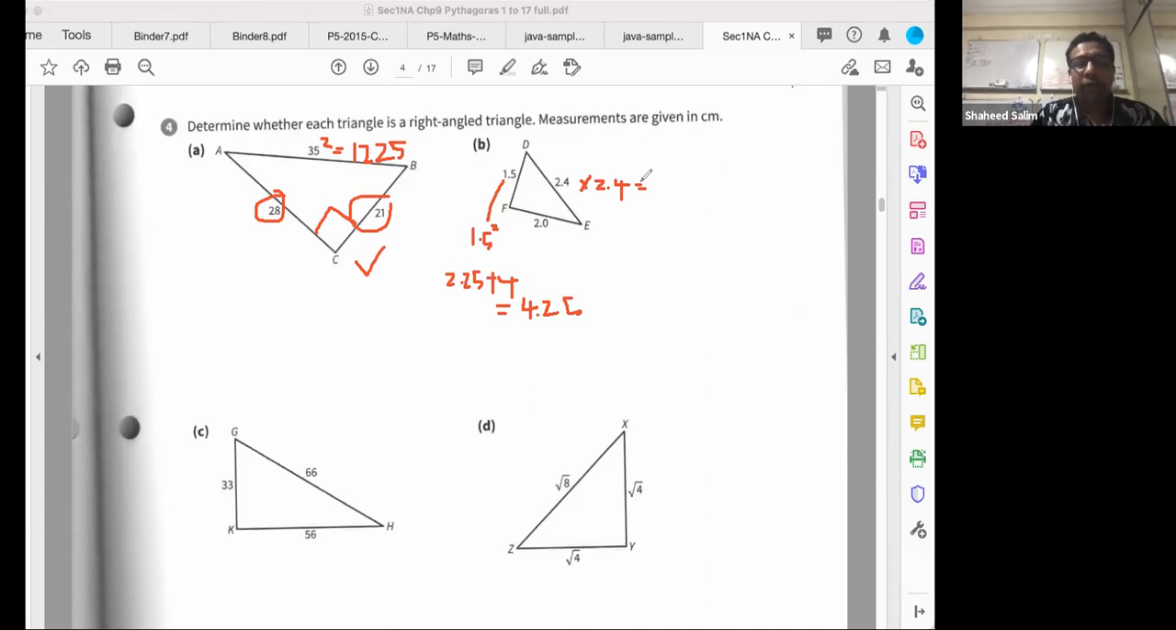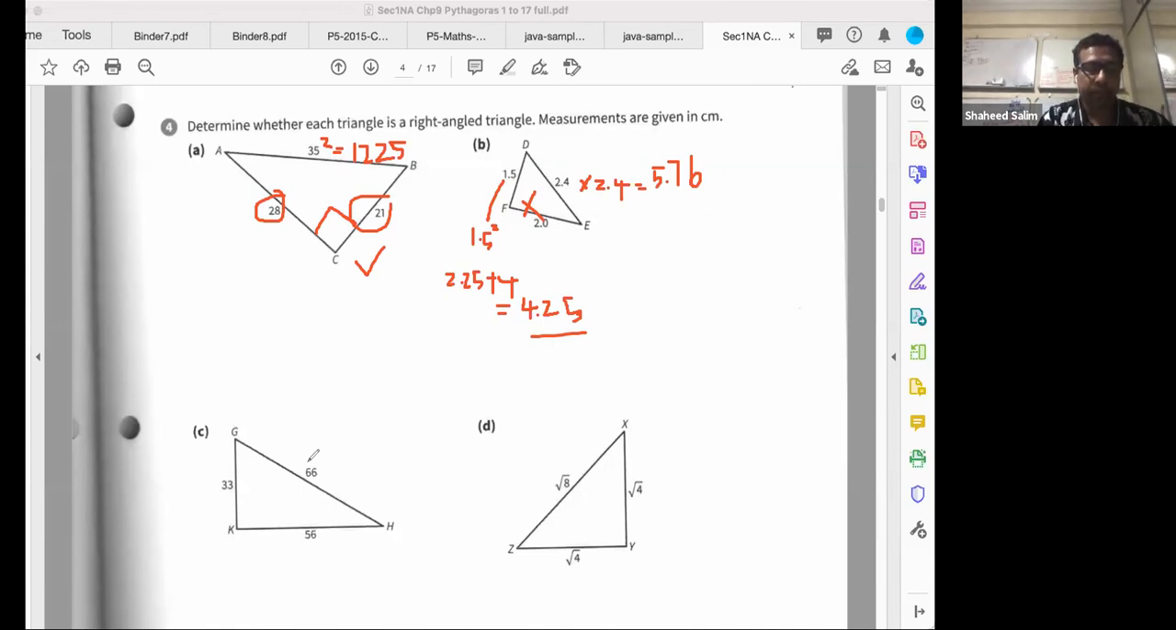Squared, you get 5.76. It is not the same. Can you see, boys and girls? You see, these two you add up the squares, it is 4.25. This one is 5.76. So this is not a right angle triangle. If it's a right angle triangle, the square of the hypotenuse, the longest side, will be equal to the sum of the squares of the other two. So the same thing for this one also, 66 squared, that's right.